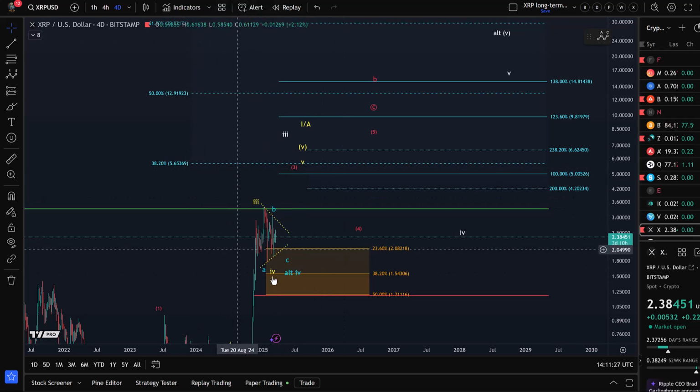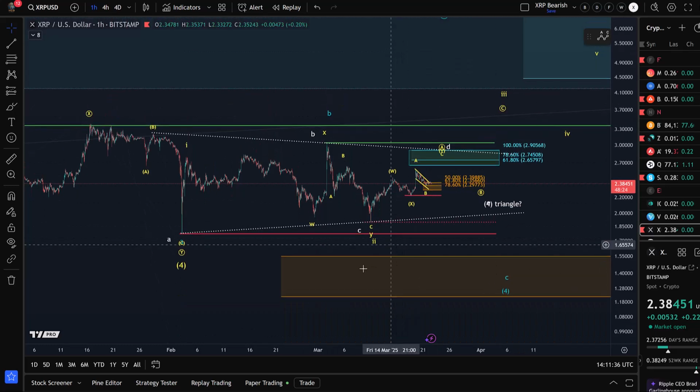On the smaller time frame, the question is what's happening down here, really on the micro level. And on the micro level, what we are tracking is a potential sideways triangle.